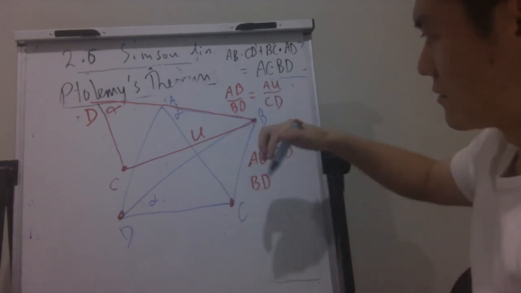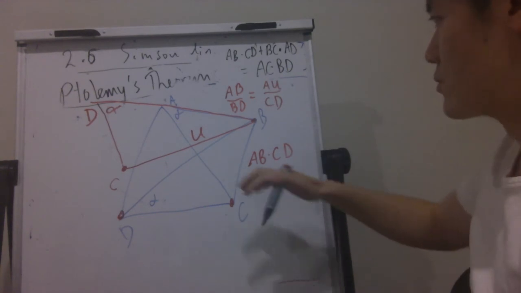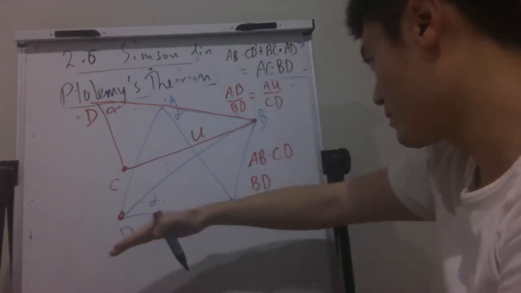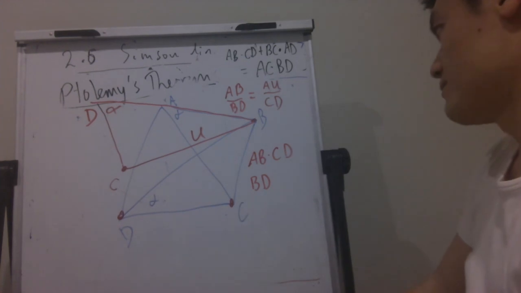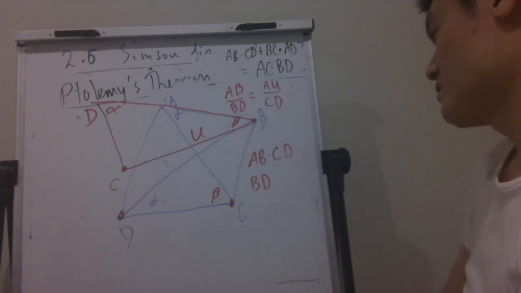So we move the diagonal BD over there, and now we want to move the other diagonal over here. Which way do you want to do that? Maybe we want to do beta here. Where's the other diagonal? Wait, why is AB on BD? Because it's triangles.